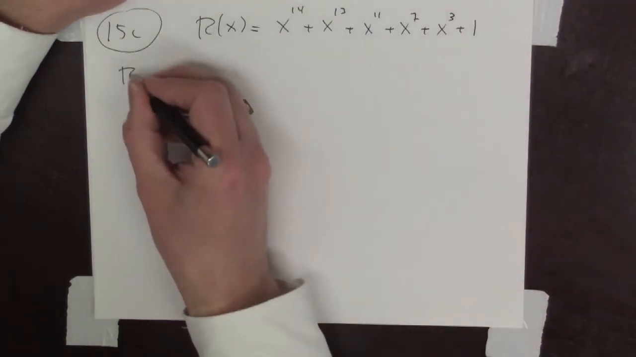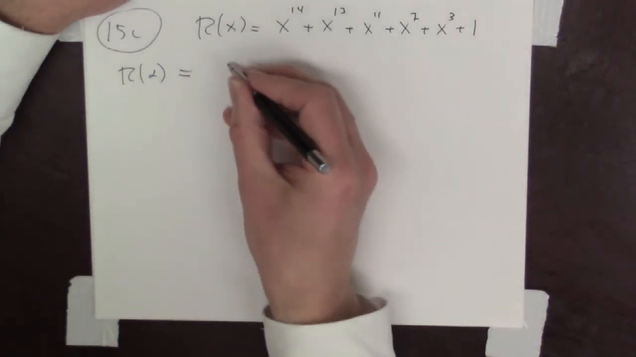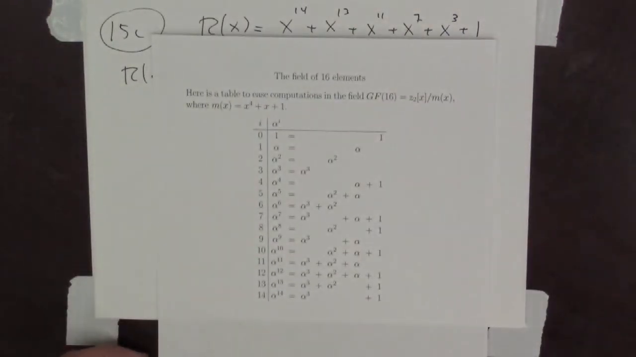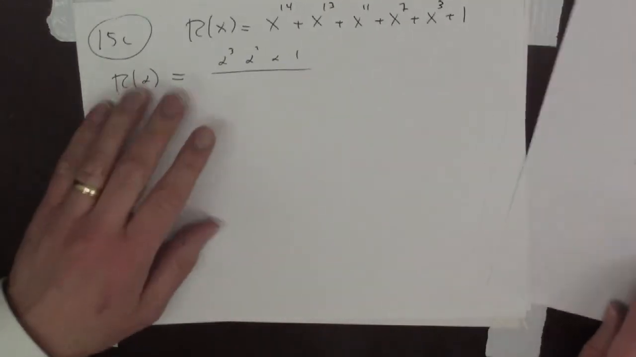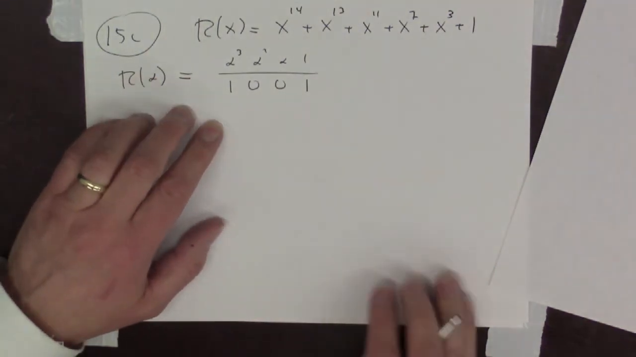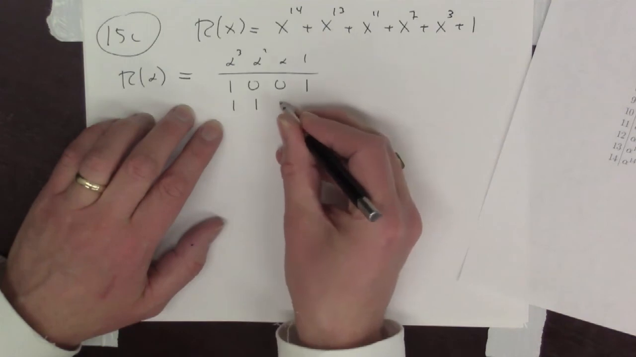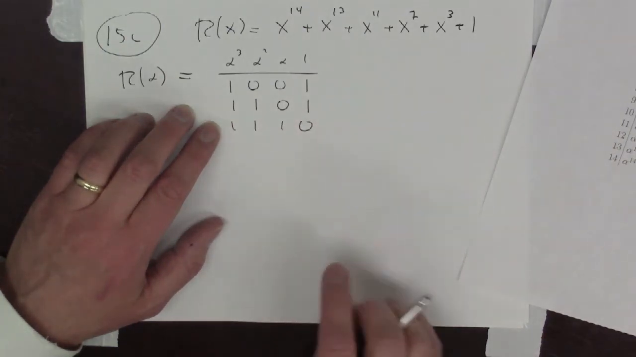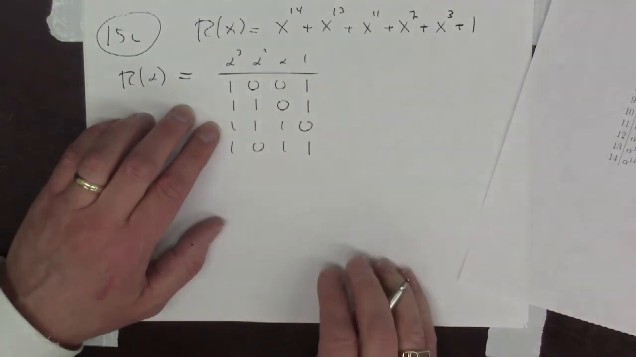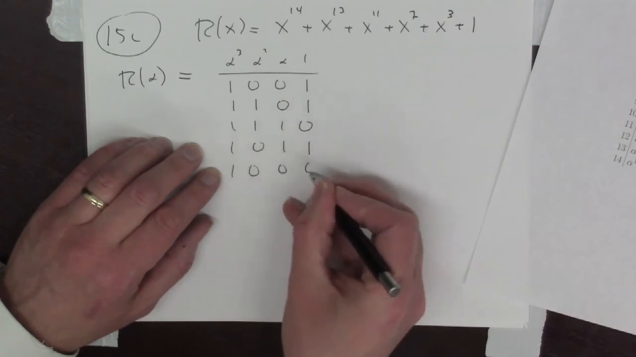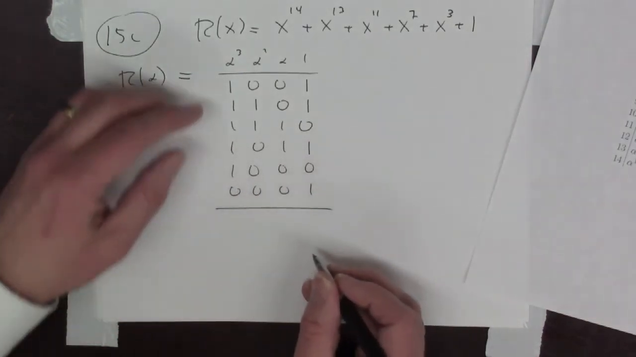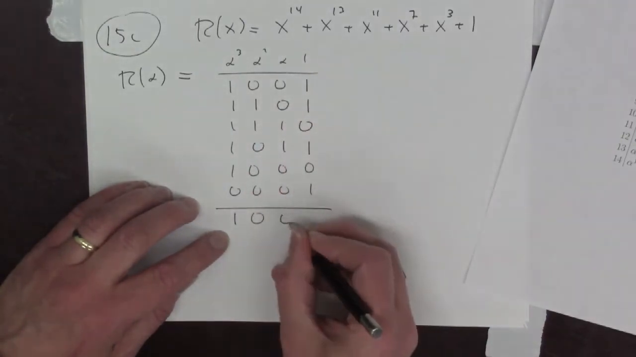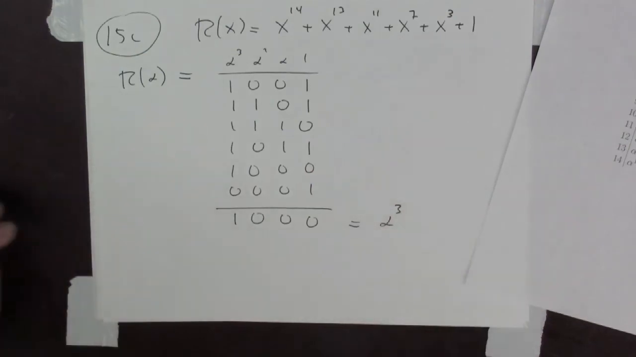Okay? So first we calculate R of alpha. I'm just going to make this directly. So make a little table, and we use our table for the field of 16 elements. Alpha to the 14, that's alpha cubed plus 1. Alpha to the 13, that's alpha cubed plus alpha squared plus 1. Alpha to the 11: 1, 1, 1, 0. Alpha to the 7: 1, 0, 1, 1. Then alpha cubed, and then 1. We add it up: 1 plus 1 is 0, and so on, and this is alpha cubed. Good.